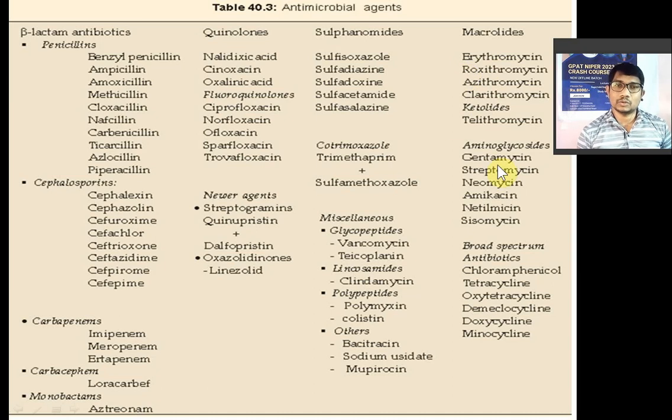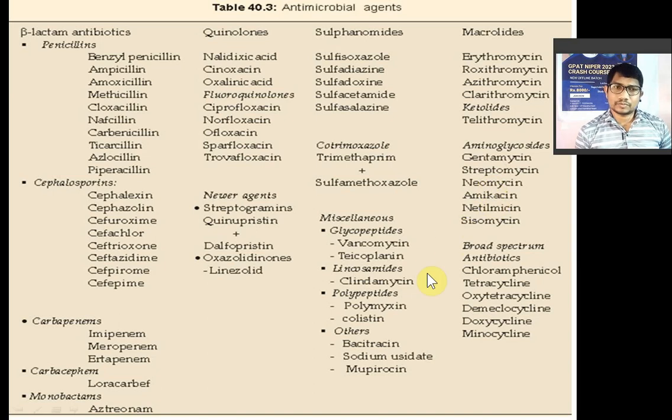Then ketolide antibiotic. So here the ketolide is telithromycin. You have to remember telithromycin is a ketolide antibiotic, right? Now next one is the aminoglycosides. In the aminoglycosides you have gentamicin, streptomycin, neomycin, amikacin, netilmicin and sisomycin. Out of that, streptomycin is a drug for tuberculosis. Gentamicin is used topically and also used in the injectable route. Neomycin is a topical drug. Amikacin is systemic. Okay.